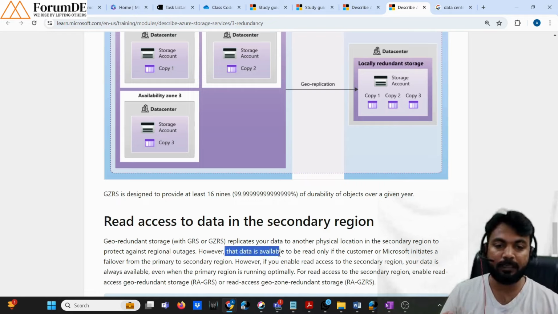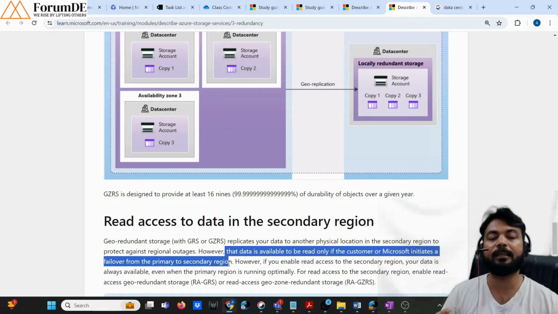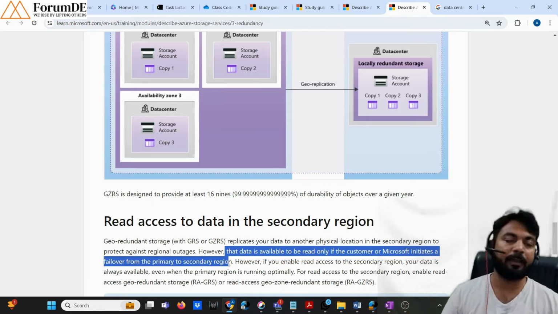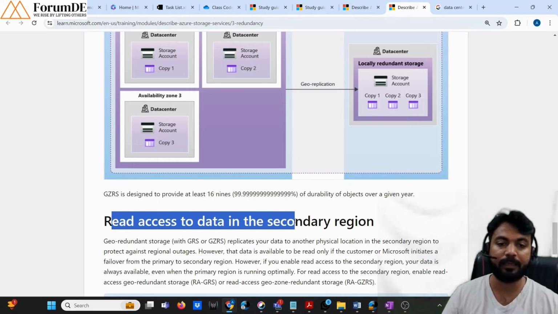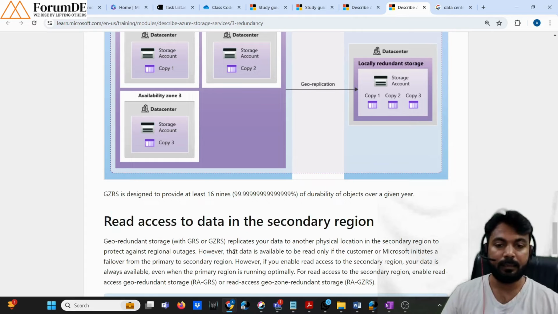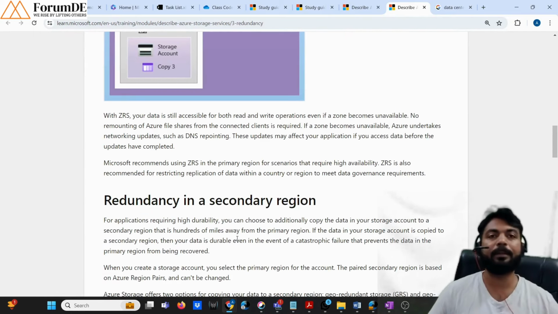However, the data is available to be read only if the customer or Microsoft initiates a failover from primary to secondary region. When we initiate this failover from primary to secondary region, only then will we be able to access the data stored in the secondary region, and that's what falls under this topic: read access to data in the secondary region. I hope that these concepts made sense to you.